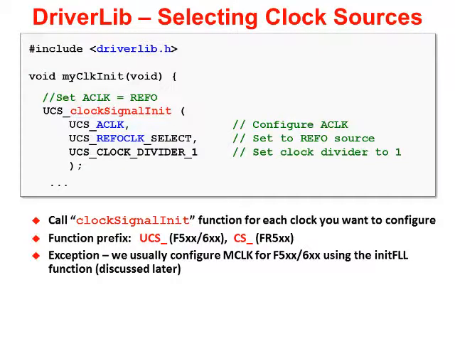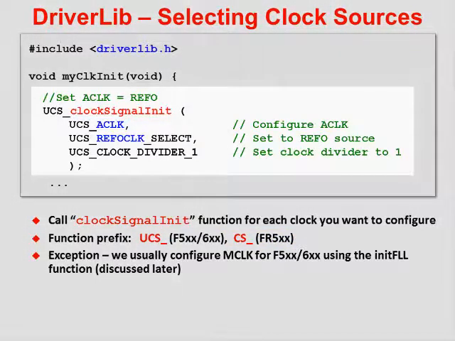How do we use our clocks? Well, the primary thing is we need to select a clock source for each one of our MSP430 internal clocks. Luckily, we have driver library functions that help us with this. If you're working with the F5529, for example, you're going to use the UCS prefix for these functions. If you're working with the FR5969 FRAM devices, then you're going to use the CS prefix.